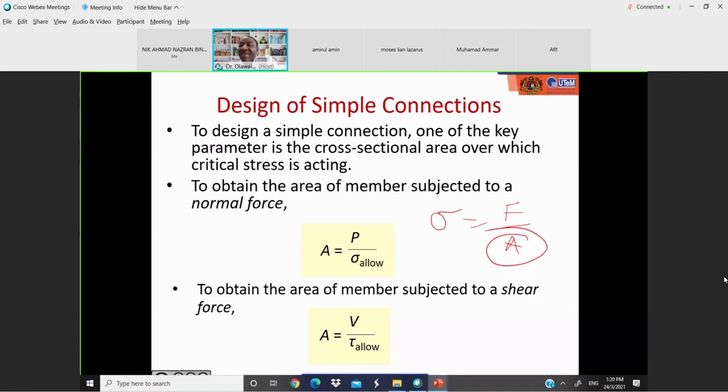And to obtain the area of the members subjected to normal force, then you have this. Stress is equal to force over area. So from here, your area will be force all over stress. Here we'll be using your stress allowed for design purposes. And like I told you before, we can use this or we use P. And if it is shear, then you use V all over tau allowed.